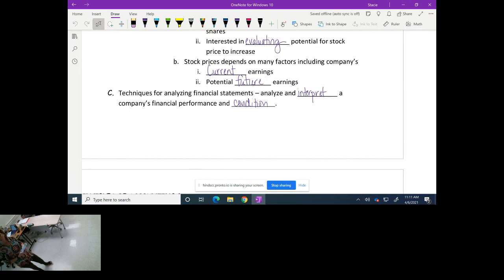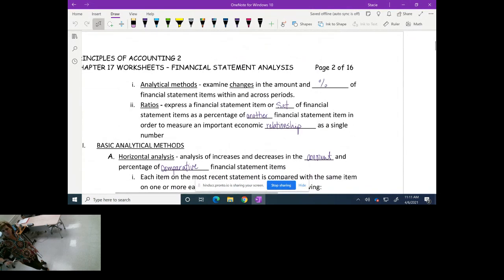All right, so techniques for analyzing financials: analyze and interpret a company's financial performance and condition. All right, so analytical methods, those are going to be methods that we use to just look at the changes in the various amounts in the financial statements. We'll do horizontal, which goes across, so you would compare year to year, or there's vertical, where you use one of the total numbers as a base number and you calculate what percentage the items in that group are in relation. And we'll show you. It's easier to see it done.